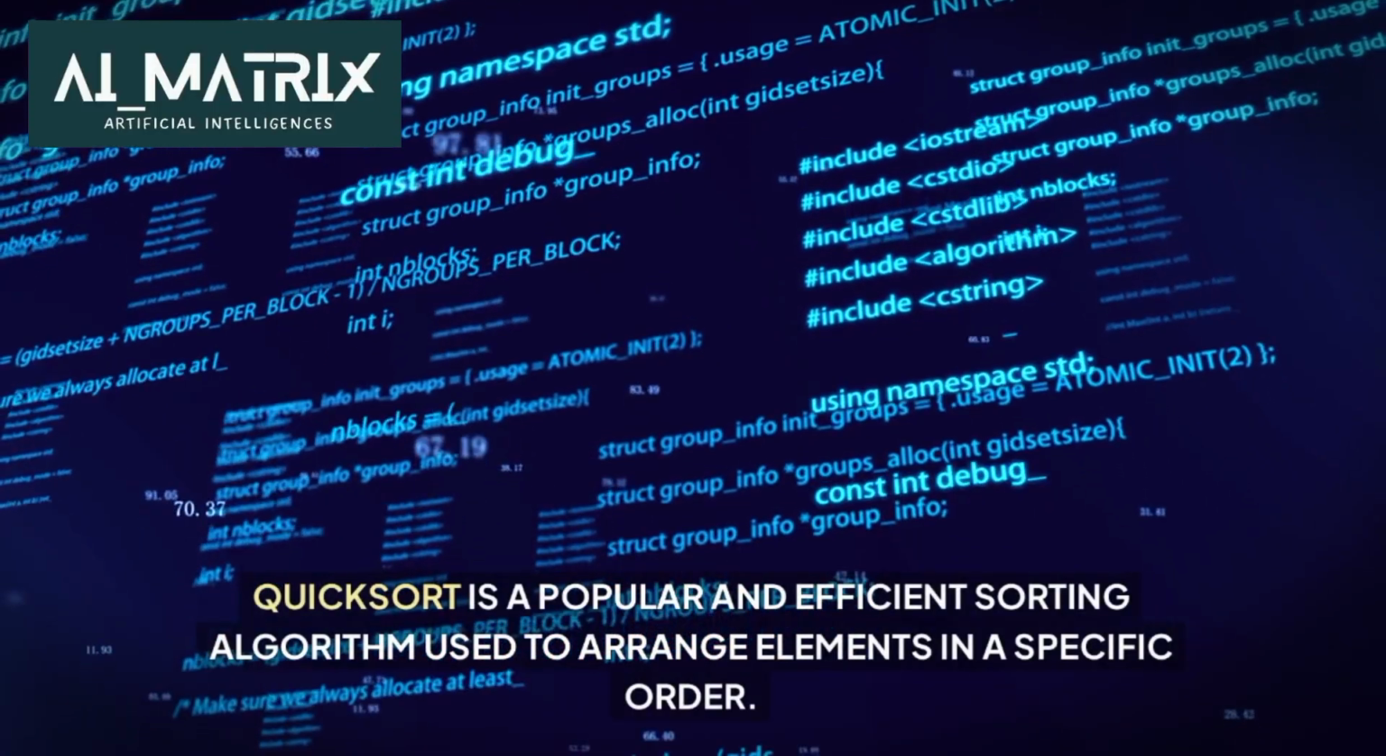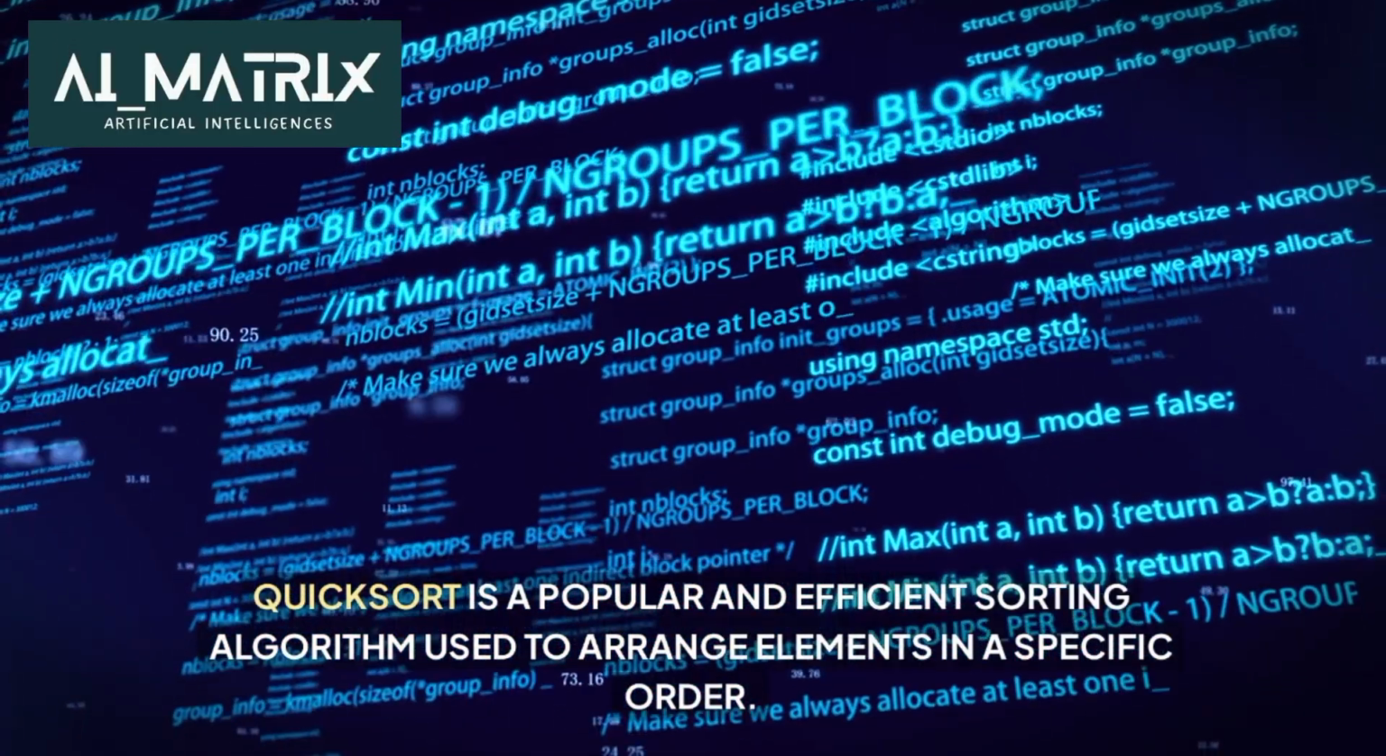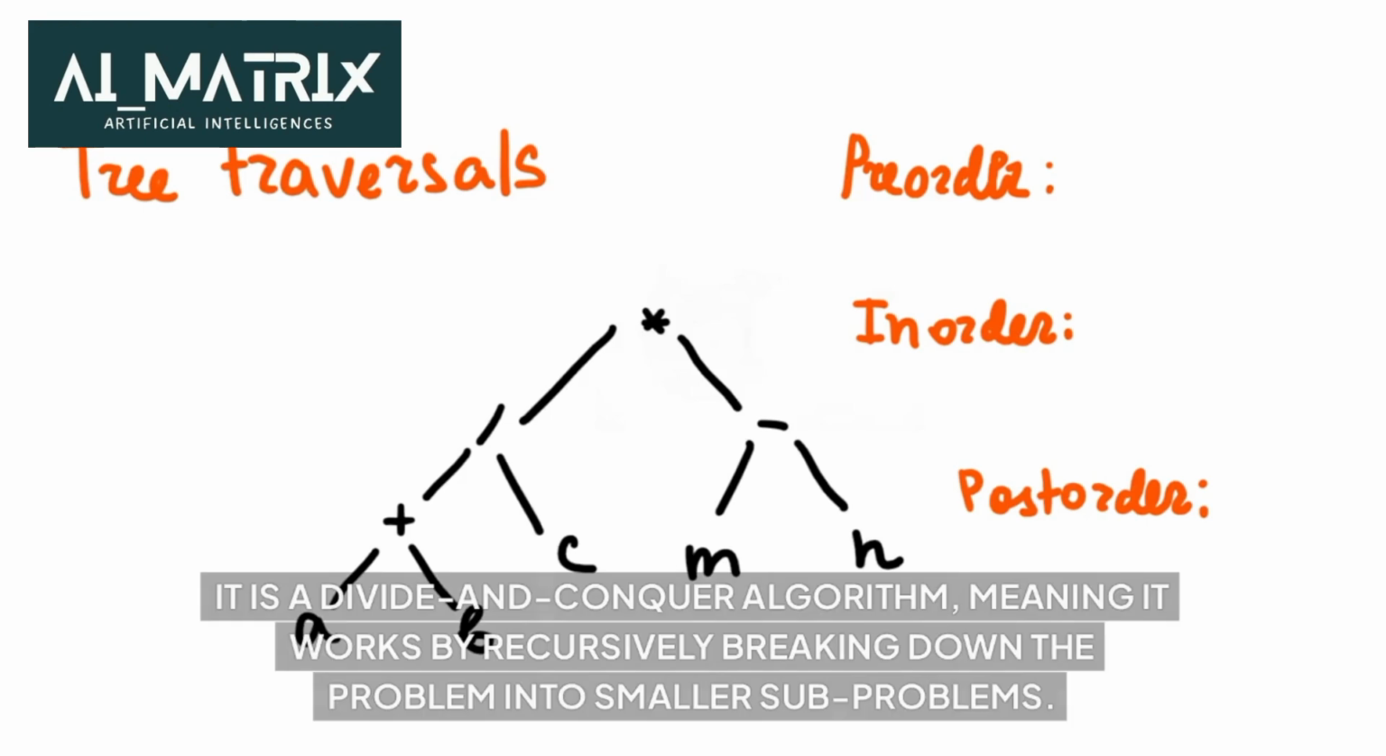Introduction. Quicksort is a popular and efficient sorting algorithm used to arrange elements in a specific order. It is a divide and conquer algorithm, meaning it works by recursively breaking down the problem into smaller subproblems.